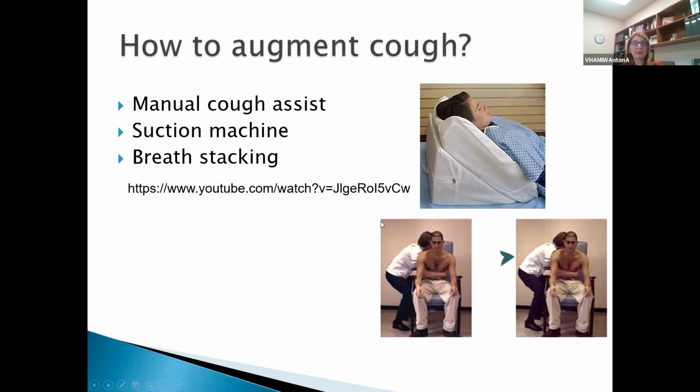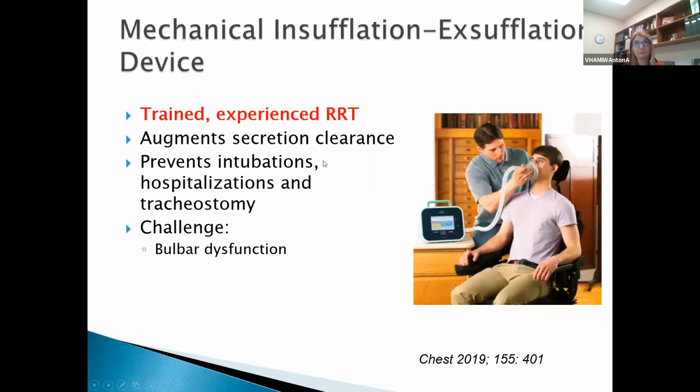If the phlegm is in the back of the throat and it just needs to be suctioned, a suction machine is effective. And I put the link for the breath stacking at the bottom, so you can certainly watch it. And certainly breath stacking is effective. It can help with cough and phonation.